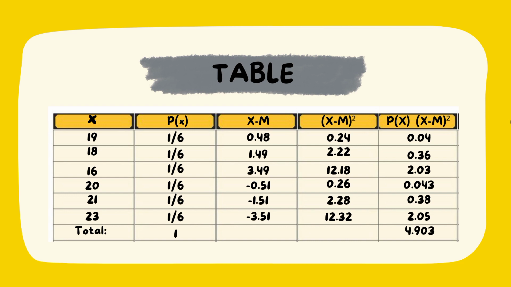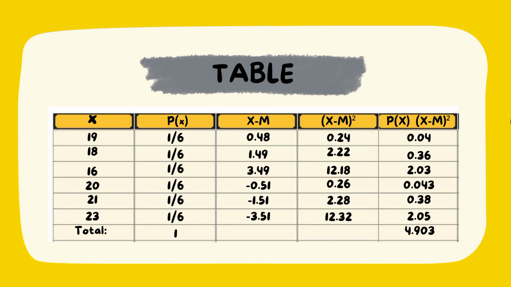So, 0.49 squared is 0.24. 1.49 squared is 2.22. 3.49 squared is 12.18. Negative 0.51 squared is 0.26. Negative 1.51 squared is 2.28. Negative 3.51 squared is 12.32. The next step is to multiply the result by the corresponding probability.